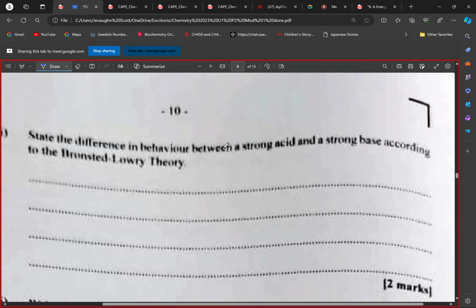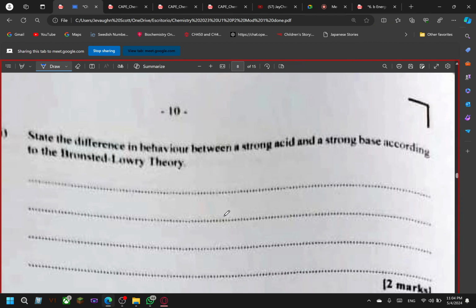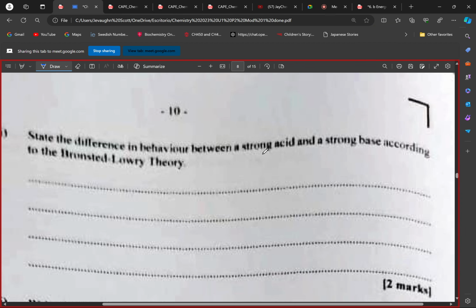State the difference in behavior between a strong acid and a weak acid according to Bronsted-Lowry theory. Can somebody go ahead with that? A strong acid donates all of its H plus ions in solution, while a strong base accepts all the H plus ions in solution. Lovely. That's fine.